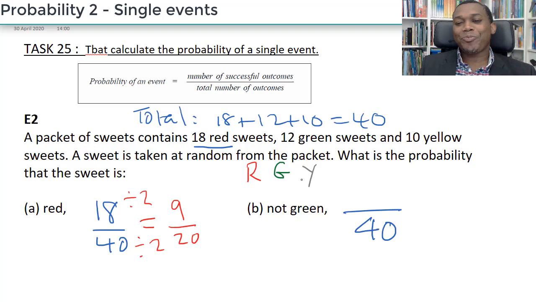Right. It's not green. Let's look at this. If I think of this as like a mini table, 12 were green, 18 are red, and 10 are yellow. So not green has to be the yellow, those 10, and also the red, those 18. And 10 and 18 give me 28.